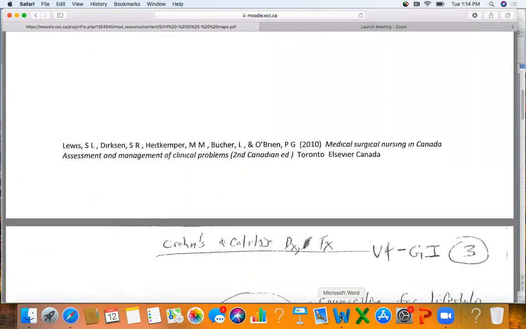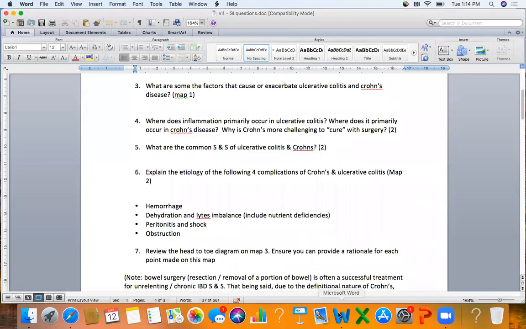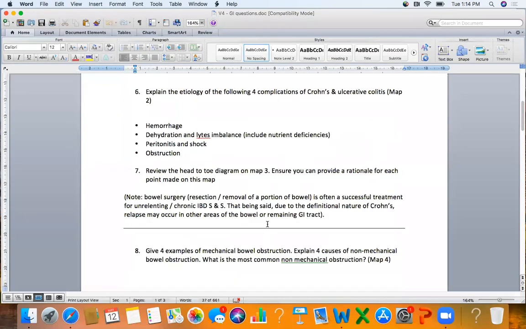Okay, and I believe we're on to the last question for this video. That is, review the head-to-toe diagram on 3. There's a note here about surgery with the 2 conditions. You may want to read that later. Let's look at this head-to-toe diagram here.